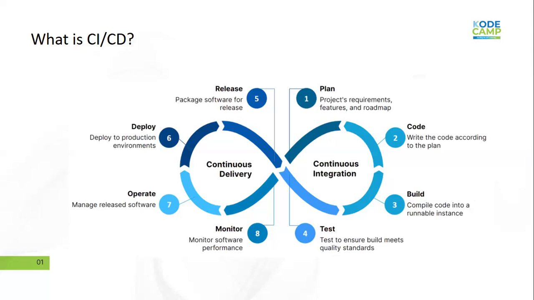You understand? But now the operate. The operate is where you manage the software that's released. You ensure that there are no bugs in production, you ensure that there are no users complaining, you ensure that your server utilization is normal. All those setups are what is in the operate phase, basically. Now, monitor is the last phase.